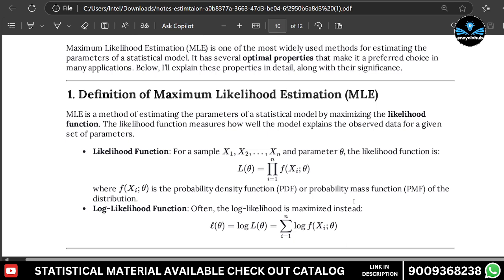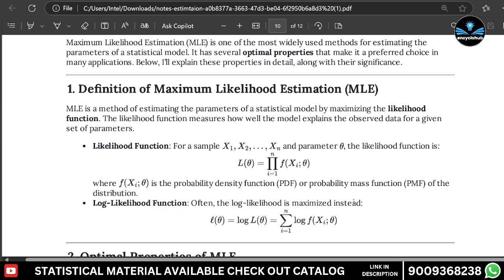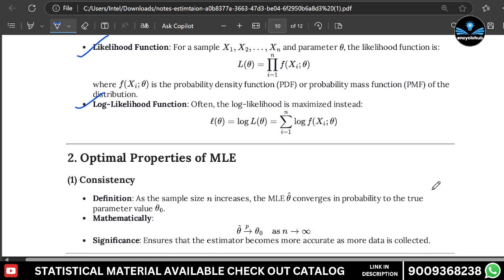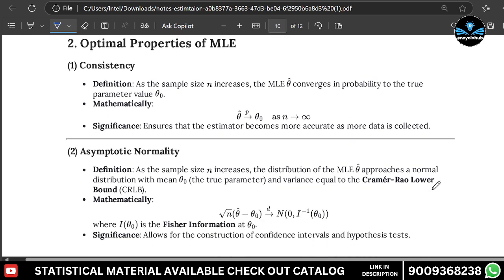First, what is the definition? MLE is a method of finding the parameters of any model, and it is widely used for finding the parameters. Now, likelihood functions. We have already discussed the likelihood function in previous videos. So first we will find the likelihood function, then we will find the log likelihood function. Now here we are discussing the optimal properties of the MLE.